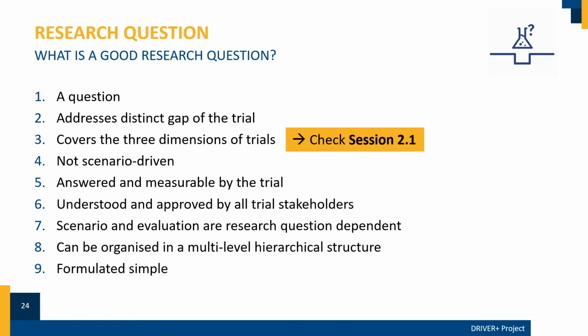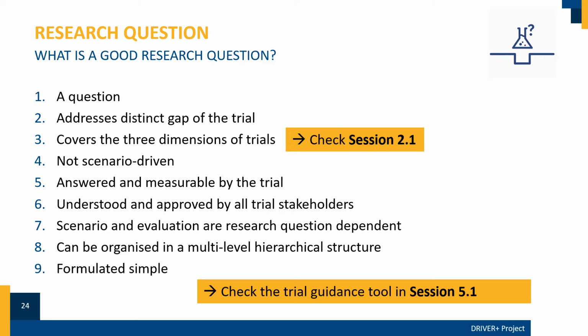So a good research question for our ambulance example would be: how can the exact location of a person in need be communicated more quickly to an ambulance? For more support on formulating research questions, check the Trial Guidance tool in Session 5.1.